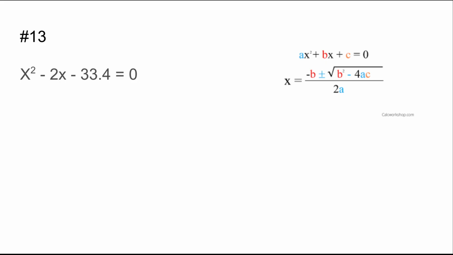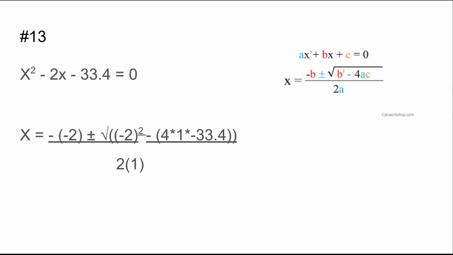Number 13 equals 0, so we're ready to plug it in to our quadratic formula. Negative 2 plus the square root of negative 2 squared minus 4 times 1 times negative 33.4, enter, divided by 2, x equals 6.87.